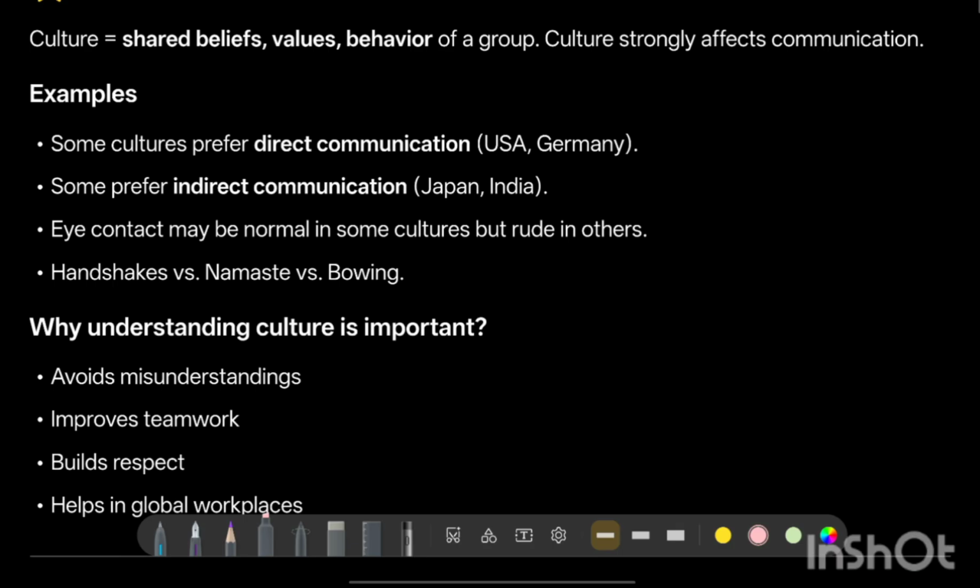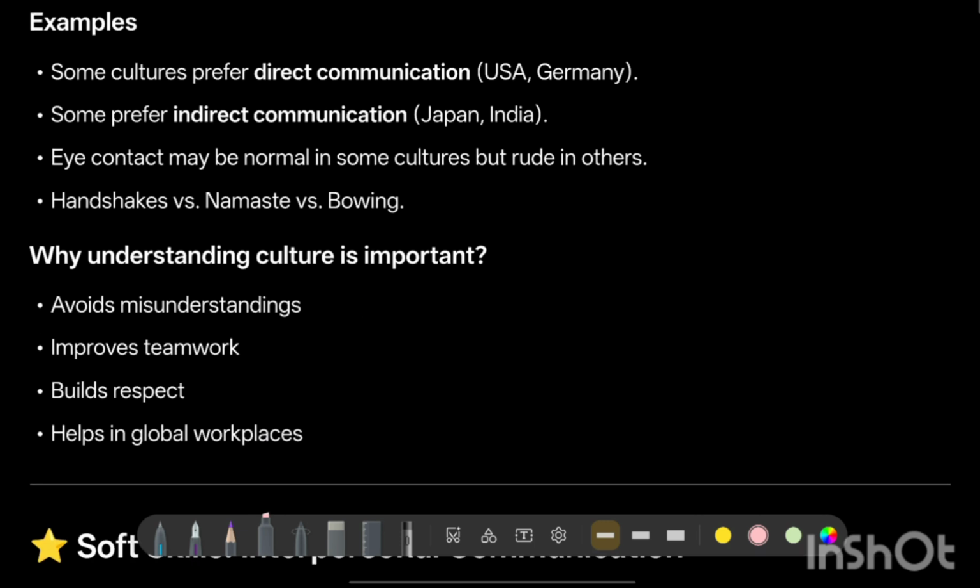ओके, सो yeah, culture and communication, if we talk about, culture is equal to shared belief, values, behavior of a group, एंड कल्चर स्ट्रांगली अफेक्ट कम्युनिकेशन। एक्चुअली देखो, कल्चर क्या होता है, ये बिलीफ शेयर करता है, आपके वैल्यूज़, बिहेवियर ऑफ अ ग्रुप। ठीक है, तो ये सब कल्चर होता है जो कि मैंने आपको बताया, whatever practice you have. And if we take an example, some cultures prefer direct communication, USA, German. ठीक है, some prefer indirect communication, Japan, India. Eye contact may be normal in some cultures, but rude in others. Handshake versus namaste versus bowing down.